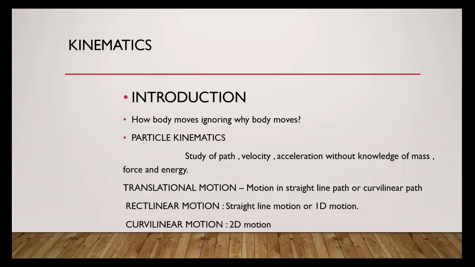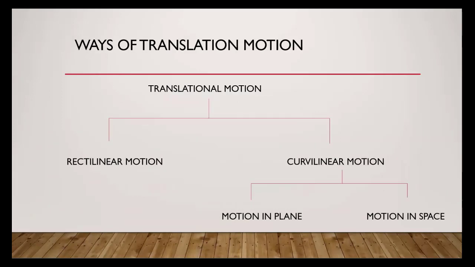Curvilinear motion is an example of 2D motion because it goes in both x and y directions. We deal with both x and y direction motion at the same time. Translation motion has two categories, rectilinear motion and curvilinear motion. Rectilinear motion is 1D motion and curvilinear is 2D motion. Further, curvilinear motion is divided into two categories, which are motion in one plane or motion in space.